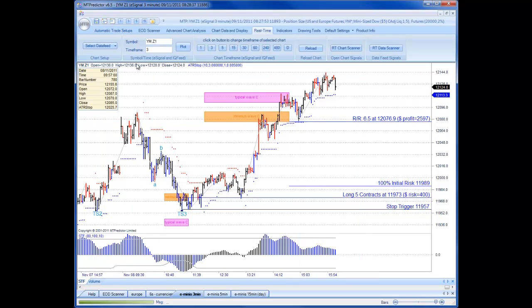So overall, a very good day for MTPredictor, particularly on the NQ and the YM, where we had some lovely trades right off the very low of the day for some very large profits.